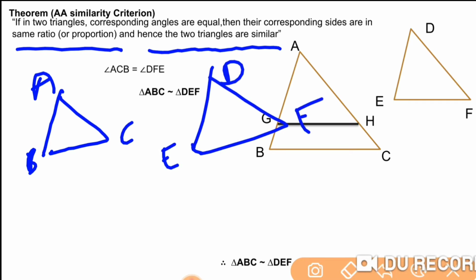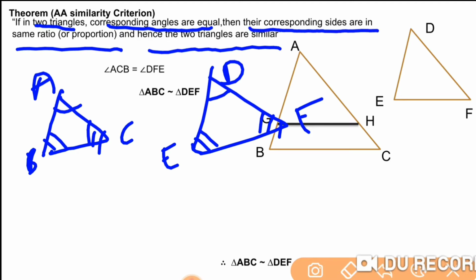Given two triangles whose corresponding angles are equal. What are the corresponding angles? Suppose angle A is equal to angle D, angle B is equal to angle E, angle C is equal to angle F. This is the given thing. The words which come after "then" mean that is what I need to prove: then their corresponding sides are in proportion.